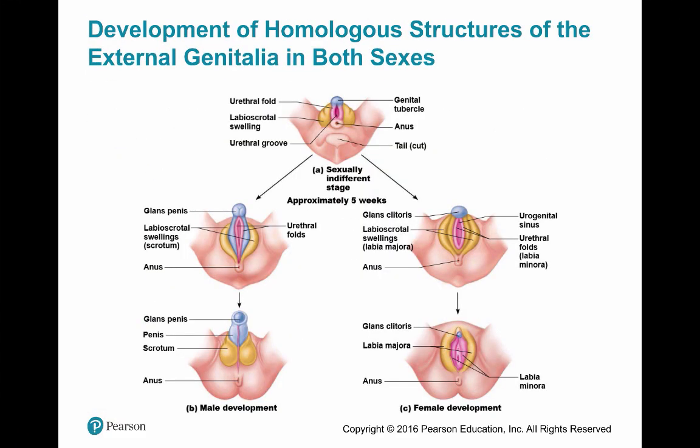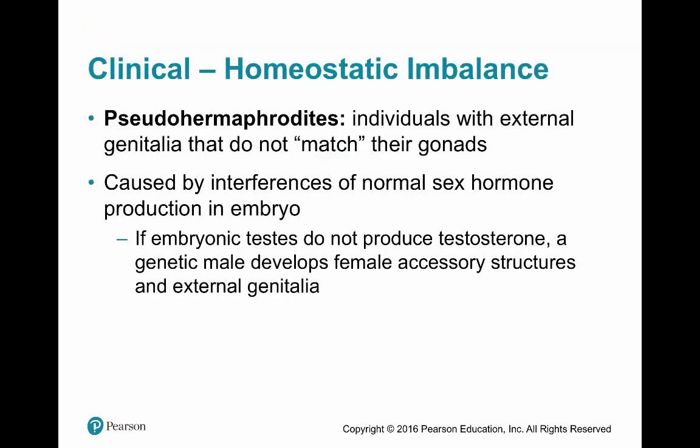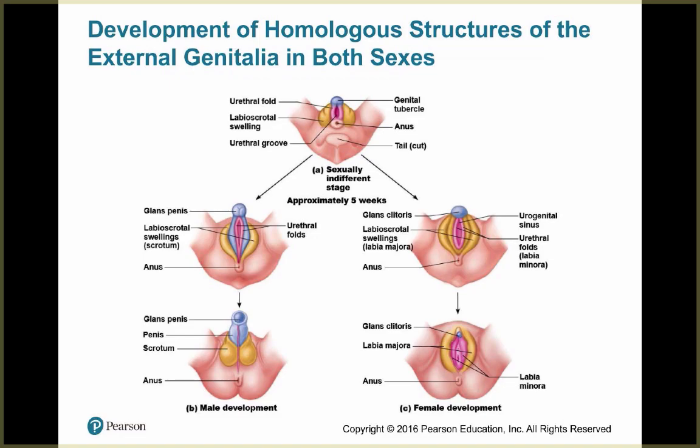And so this just shows you the development of the homologous structures of the external genitalia in both sexes. You can see up to about week 5, they're the same, you can't tell. And then the activation of testosterone will happen, and you can see the glans penis forms, and you can look over here and see all the different things that we've just talked about located in those different pictures. I'm not going to spend a lot of time on that.